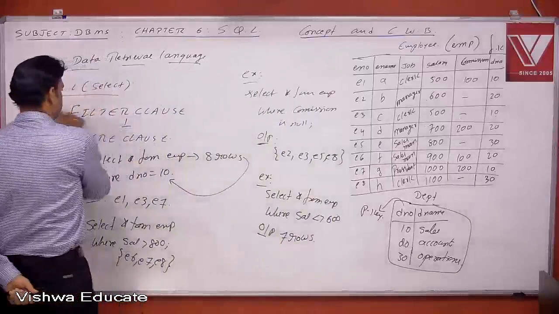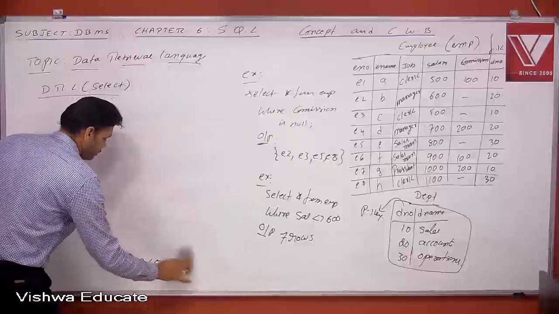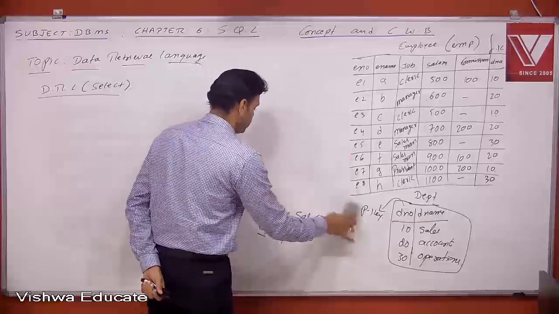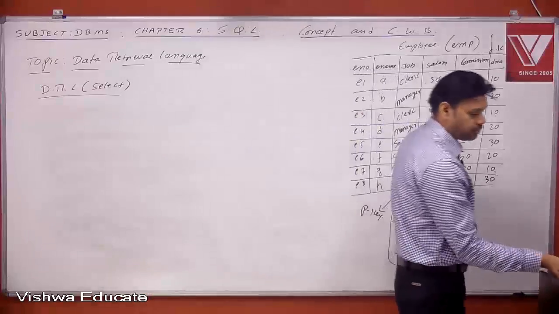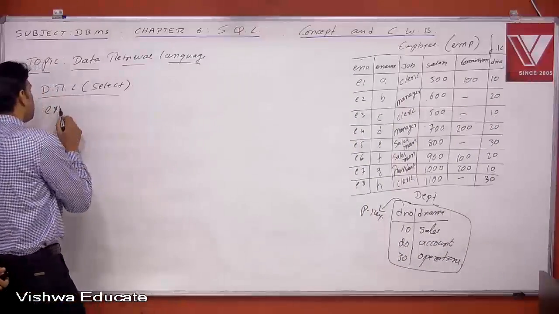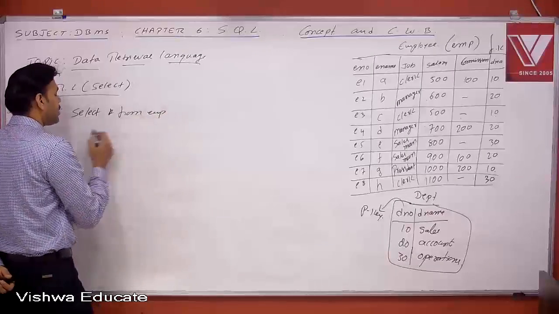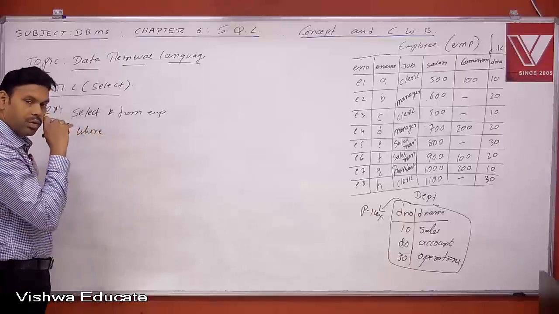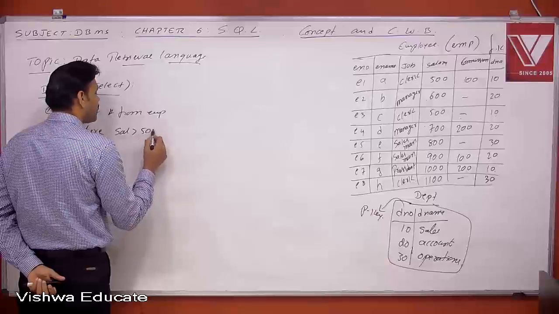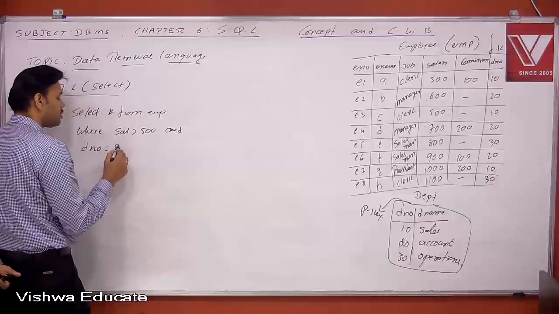Okay friends, now let us implement other operators based on the WHERE clause. Now this example is telling you like this. SELECT * FROM EMP. This time I am going to use multiple conditions, where SAL > 500 and department number is equal to 20.